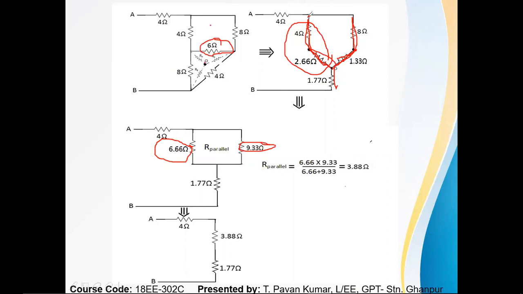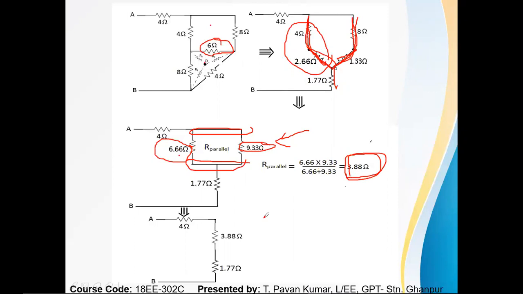Now these two branches look like parallel, I can say. How? Because one branch is 6.66 and another branch is 9.33, and both ends are connected to the common point. This end is connected to the common point, and this end is connected to the common point. Hence both come under the category of parallel. If I apply the parallel technique to 6.66 and 9.33, it will become 3.88.